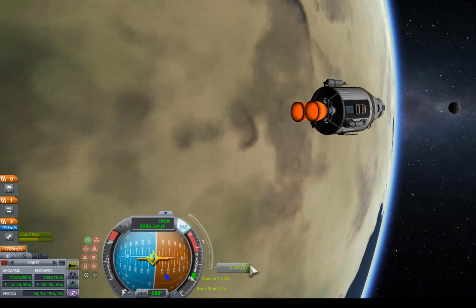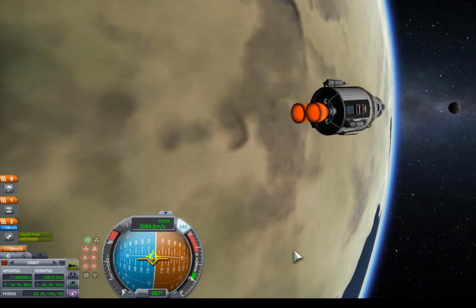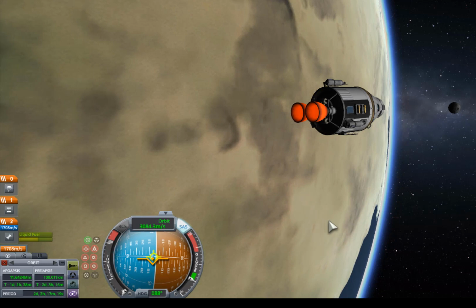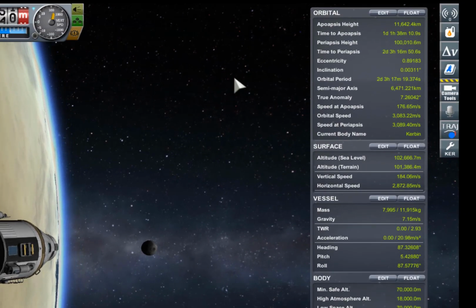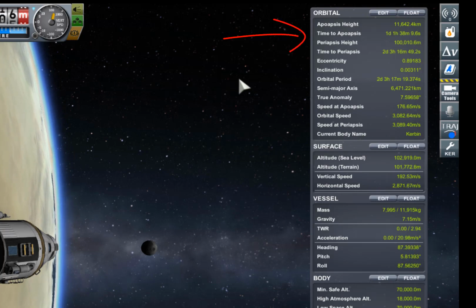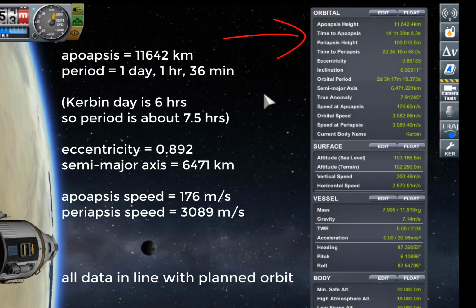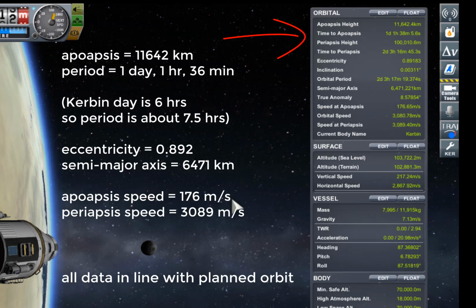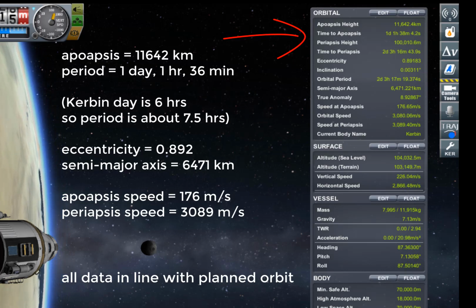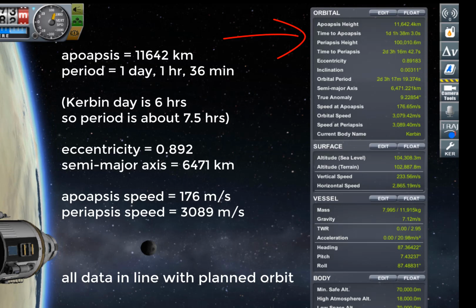Okay, looks like we got up to about 3,085 right there. That's pretty good, close to the target. Now looking over on the right side of the screen, we see some flight data. The apoapsis height is 11,640,172 kilometers, very close to our plan of reaching the Mun at 11,400 kilometers.